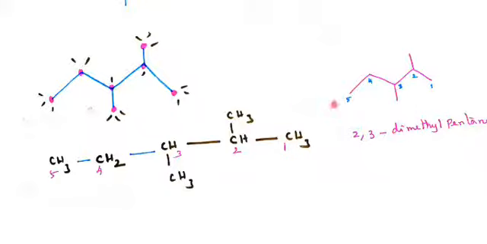The same structure I have written here. So numbering 1, 2, 3, 4, 5. Second carbon methyl, third carbon methyl. 2,3-dimethylpentane.